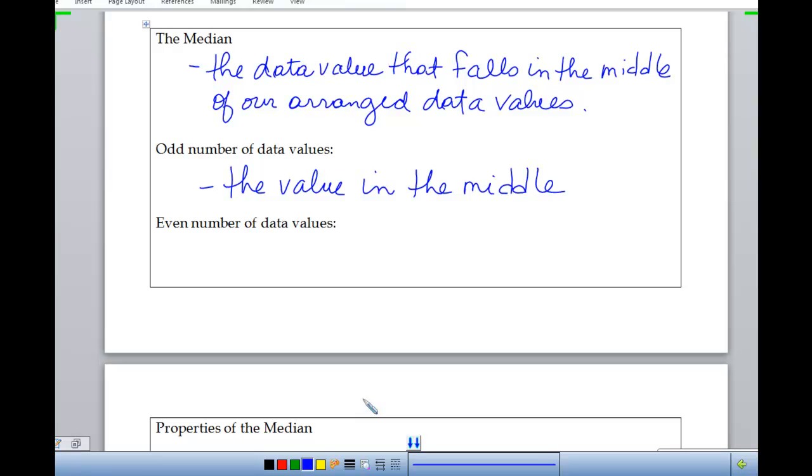If we have an even number of values, then we find the mean of the middle two. All right, so we arrange the values in order, and then we pick either the middle or the mean of the middle two.